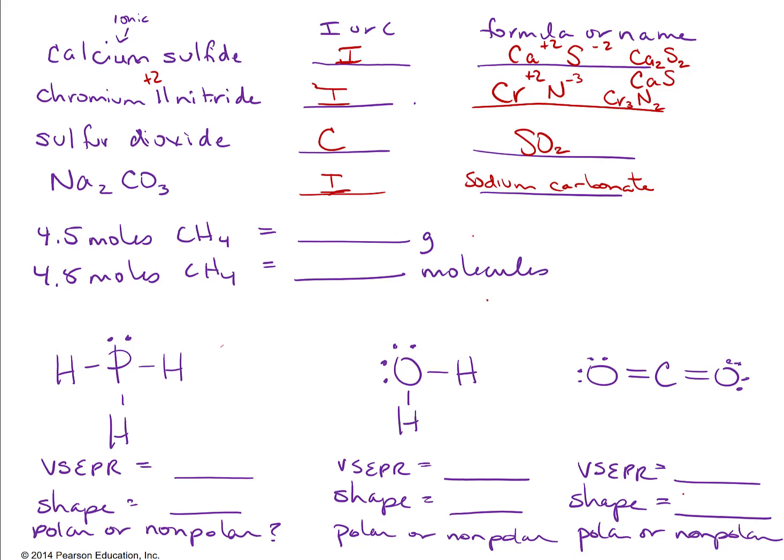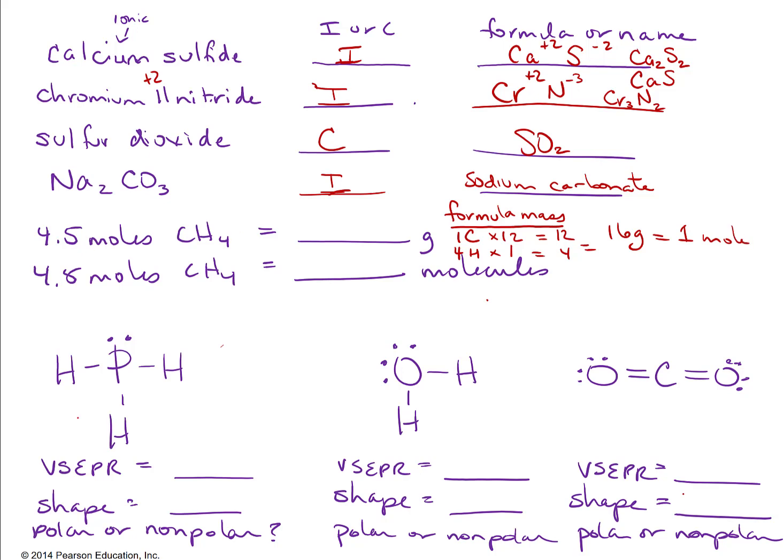So 4.5 moles of CH4. We want to know how many grams. If you see moles and grams, what do you need to find out? The formula mass. So if you see moles and grams, you want to figure out the formula mass. 1 carbon, how much does each carbon weigh? 12. So look on your periodic table, take the mass and just round it. 4 hydrogens, and each one weighs 1. So 12 and 4 gives you 16 grams is equal to 1 mole.